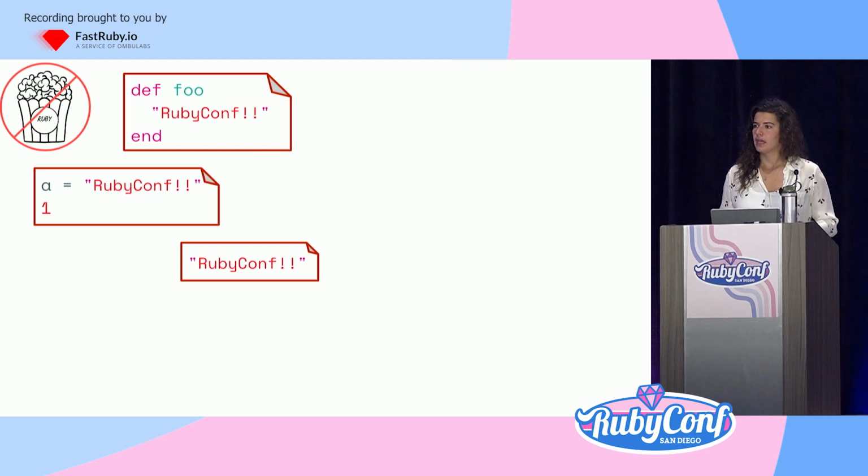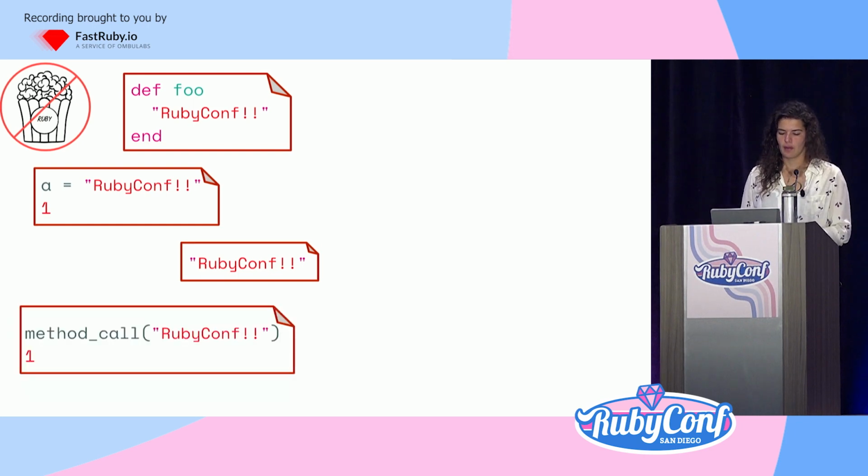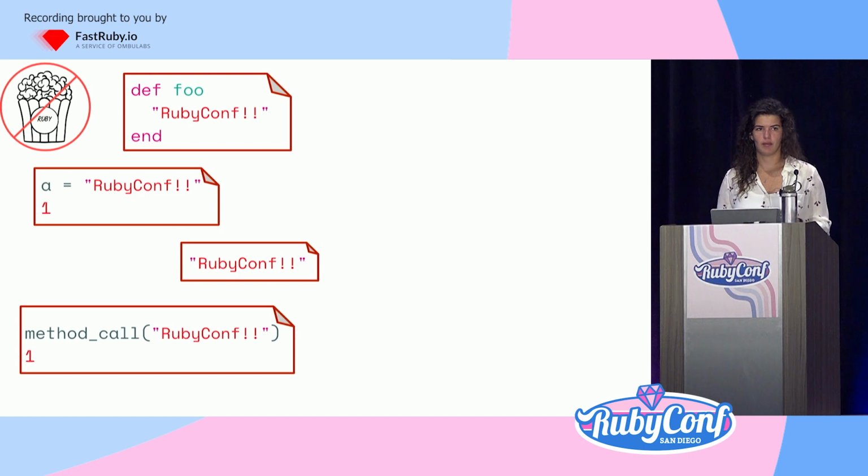Or if we were assigning it to some local variable, in that case, we also couldn't pop the string because the variable is going to need the value of the string. Or if we had some method call, right? We also, in this case, couldn't pop the string because if we popped it, then the method call would not have the arguments that it needs.